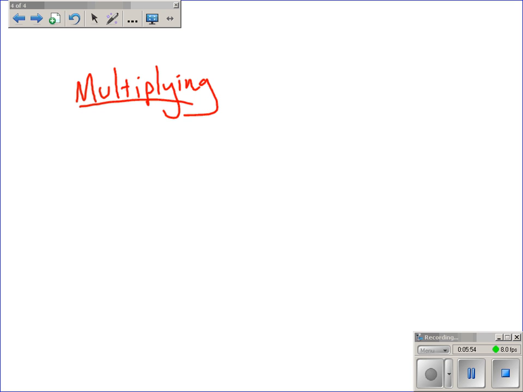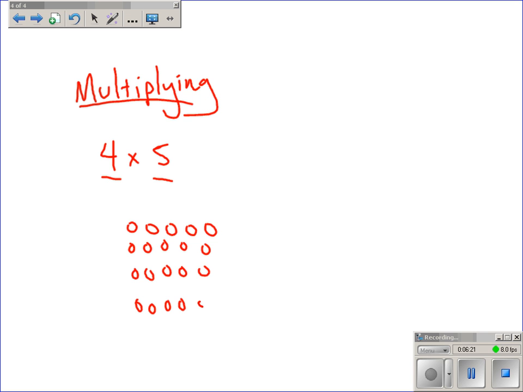And let's talk briefly about what multiplying means. So if I have, for example, 4 times 5, what that means is I have 4 groups of size 5. So I'll use little circles. So I have 1, 2, 3, 4, 5. That's one group. 1, 2, 3, 4, 5. Two groups. Then two more groups of 5. So I have 4 groups of size 5.